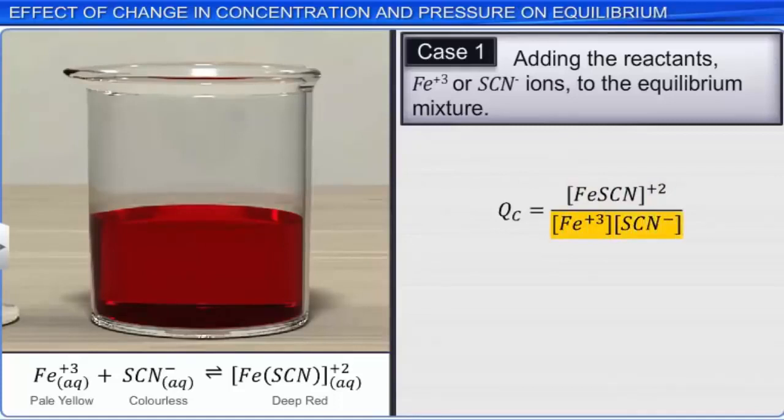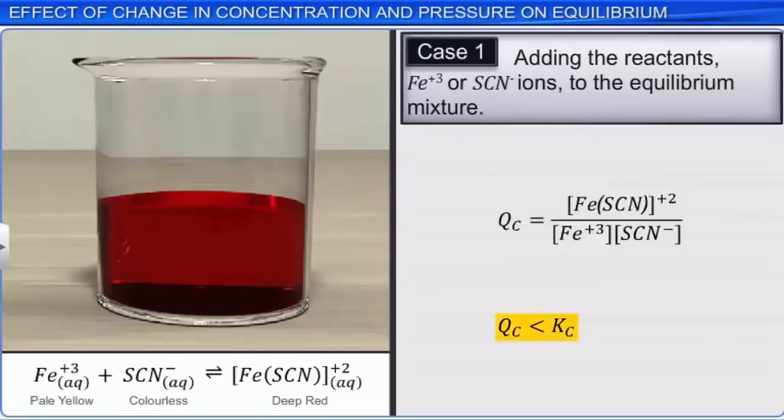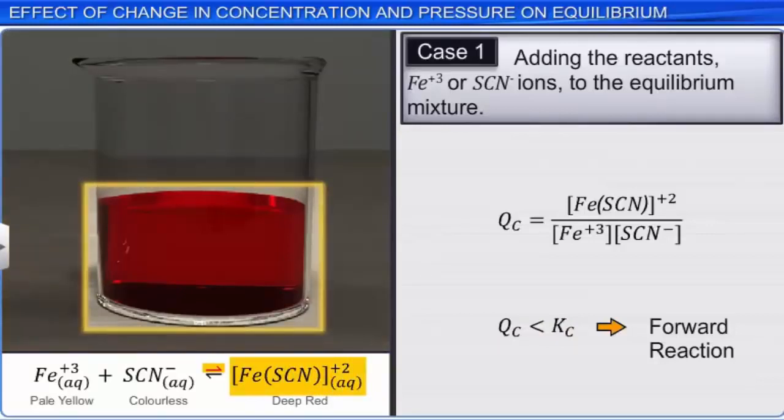On the addition of Fe+3 or SCN- ions to the equilibrium mixture, the denominator value in the expression for reaction quotient increases. This results in a decrease in the value of the reaction quotient. Now, the value of Qc becomes less than Kc. You have already studied that when Qc is less than Kc, the reaction proceeds in the direction of formation of products. That means the reaction proceeds towards the formation of FeSCN+2 ions. This is the reason why the solution becomes dark on the addition of more Fe+3 or SCN- ions.